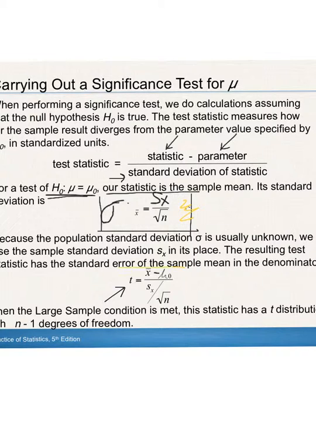So we're going to calculate x bar, which is our statistic, minus the parameter of the mean of the population, which is our null hypothesis value, divided by the standard deviation of the sample. Of course, the large sample conditions have already been cleared, and that means this statistic has a t distribution with n-1 degrees of freedom.